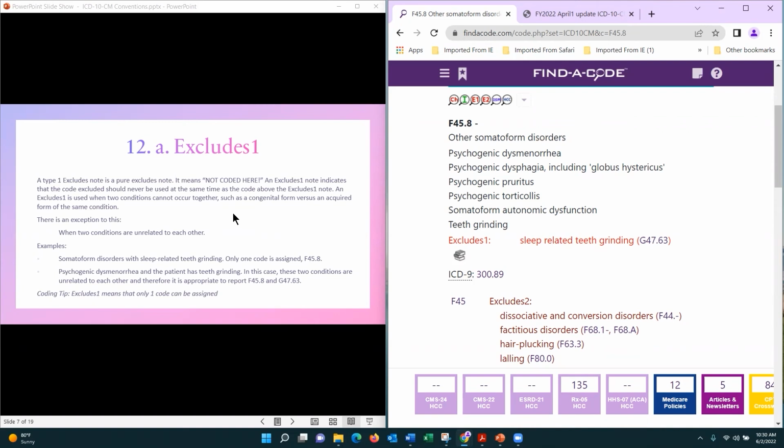With excludes one, as a coding tip, I put, just make a note. When you see an excludes one note, that means only one code should be assigned, except for that exception when they're unrelated. And there again, when you're in the office and you're just not sure, you're going to have a coding manager, or like I said, you're going to work directly with the physician. You've got to inquire, you've got to ask.